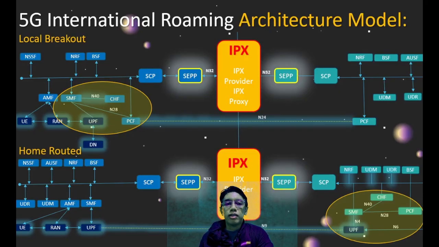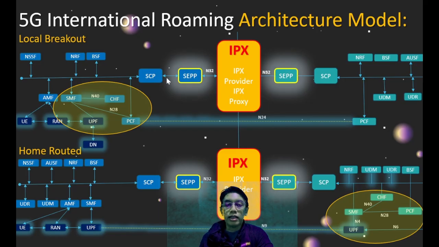Now let's discuss the 5G roaming architecture models. There are two models that we can deploy for 5G international roaming. The first one is local breakout, and the second one is home routed. In the local breakout, the convergent charging happens on the visited PLMN side, while in the home routed, the convergent charging happens on the home PLMN side.